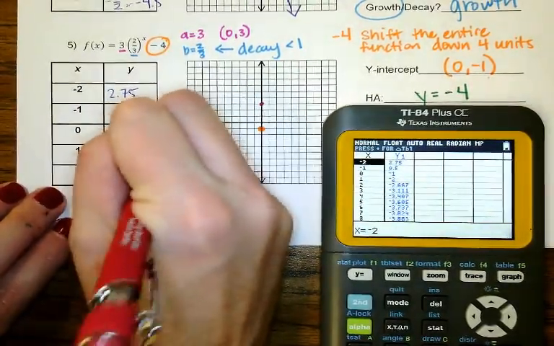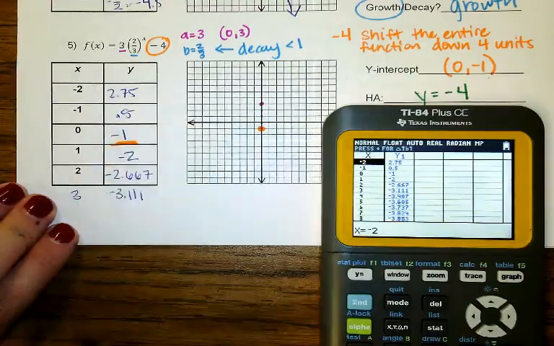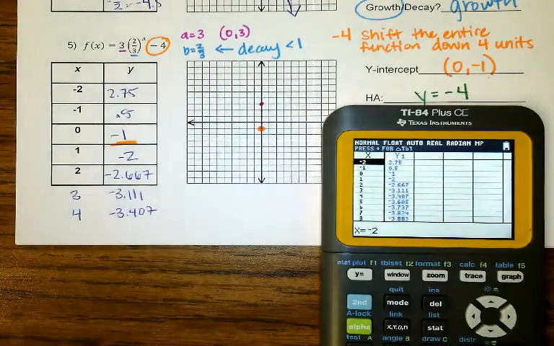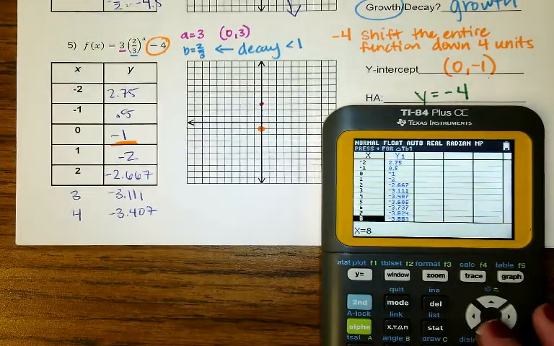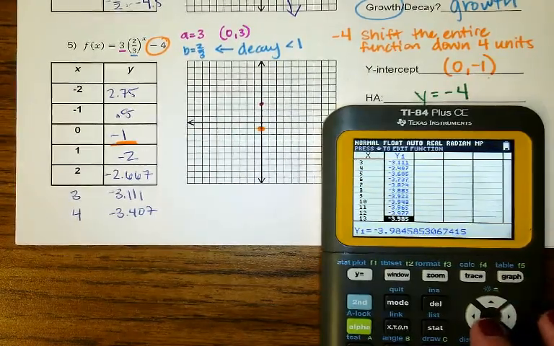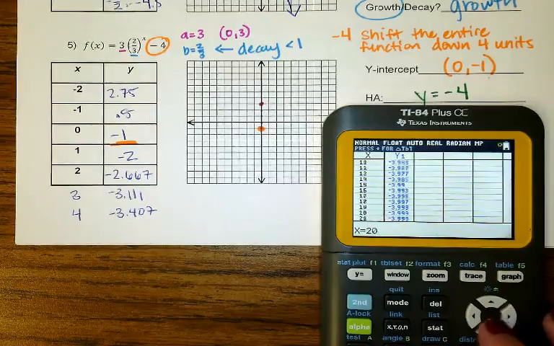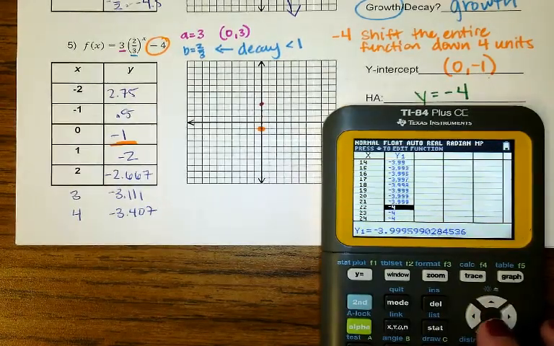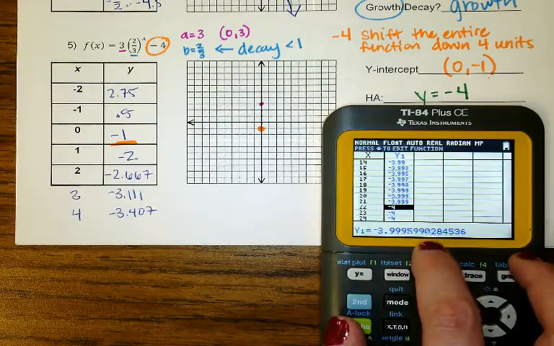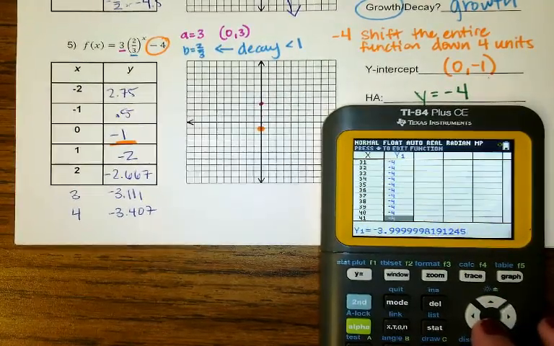-3.114. 4, -3.407. What do you guys notice about this? Does it ever actually touch -4 there? No. Because the calculator can't handle it, it does start to show the number -4 on the table, but when you click on the number, look what it actually is: -3.9995990284536. So they actually tell you what it is. It's not actually -4. It's just really, really close to -4. So that shows us that the horizontal asymptote is equal to -4.